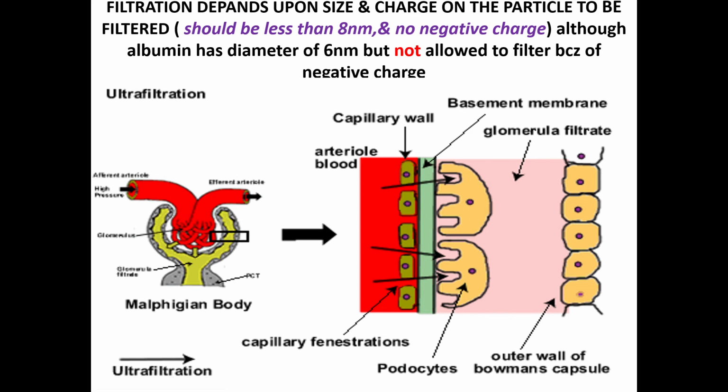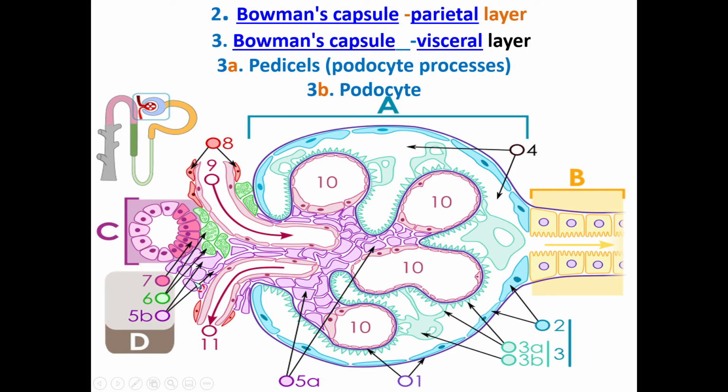If you move to the next diagram here, after passing all these areas, it has to enter into the Bowman capsule. Whole of this is the Bowman capsule, and your nephron is going to start from here. So blood will enter from here and be filtered out through this. 20% will move into this area and 80% will move into this area.